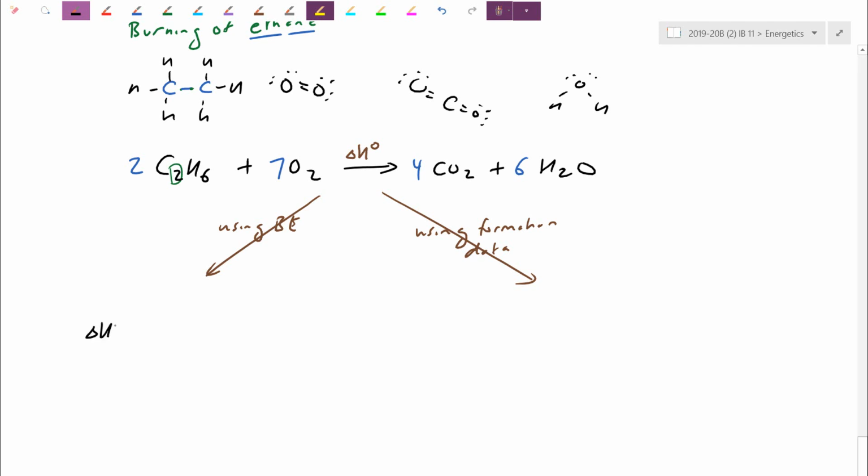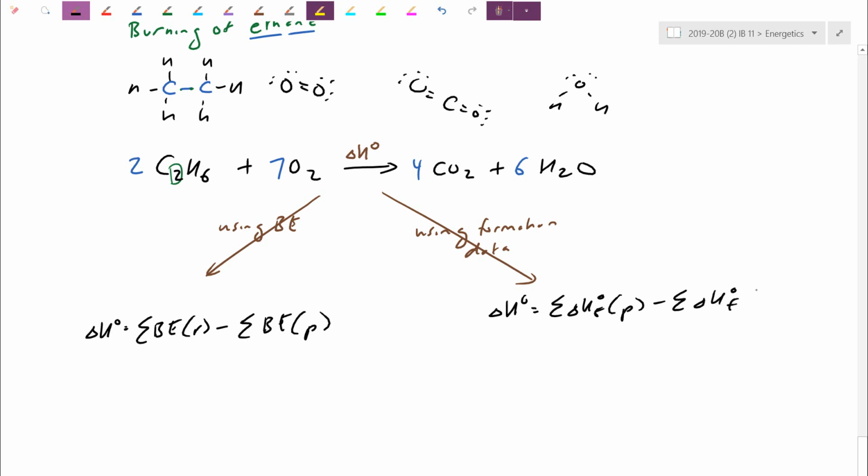We had to memorize these formulas here. So bond enthalpies. For bond enthalpy, the formula was reactants minus products, while for the formation data that I just did here, formation was products minus reactants.